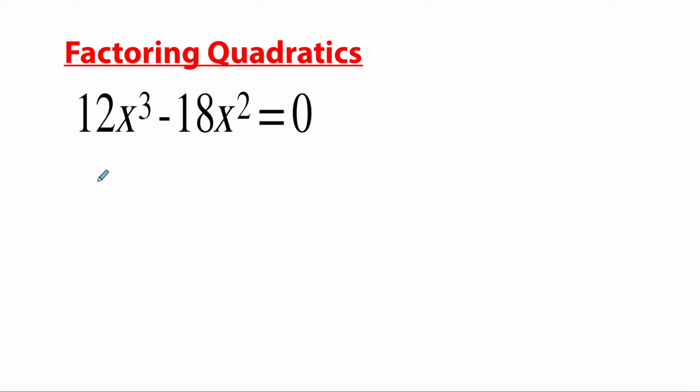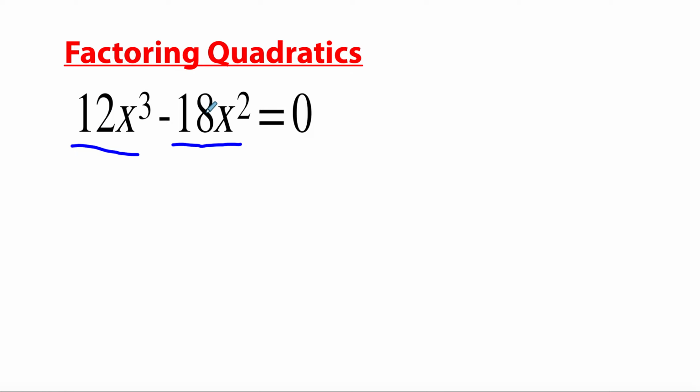When you see ones that look like this, you need to look for a greatest common factor between these two terms. When I say greatest common factor, what do I mean? I mean, there are factors of 12 and there are factors of 18. And if these two terms share any factors, then I can factor that out. So clearly the number 6 goes both into 12 and into 18.